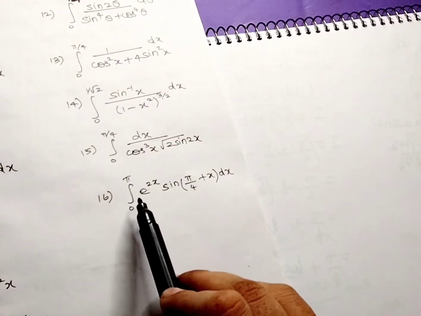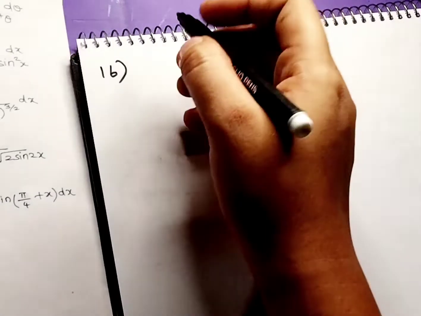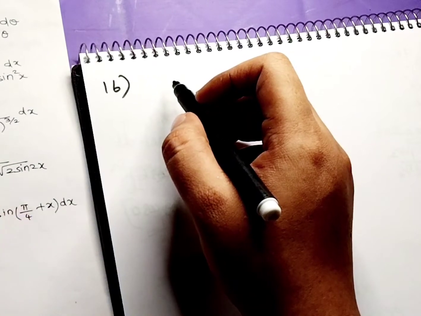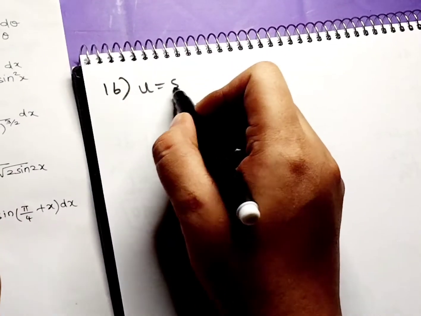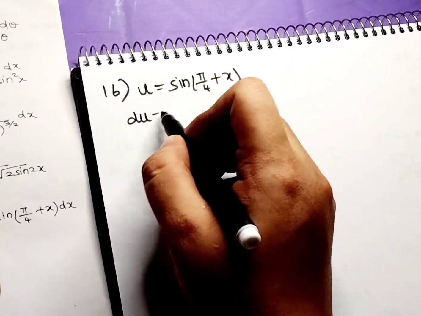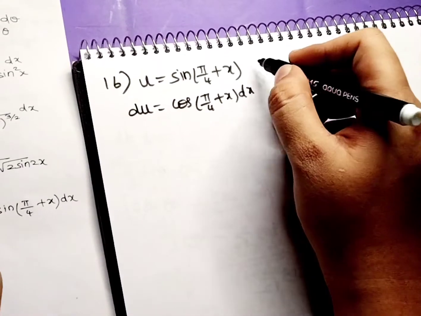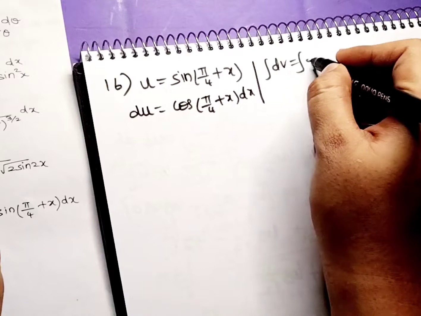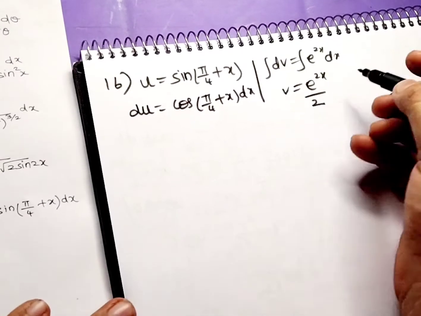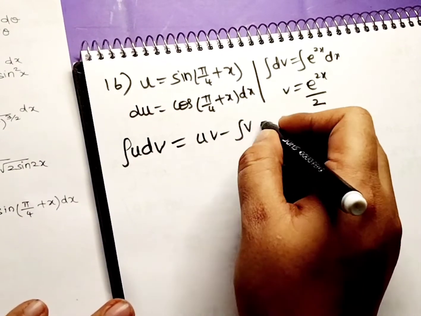16th question, integral 0 to pi e power 2x sine pi by 4 plus x dx. So let's do it by UDV method. Eilert property, trigonometric exponential. So taking sine of pi by 4 plus x as u, when we differentiate with respect to x, it is cos of pi by 4 plus x into dx. Same way, integral dv is integral e power 2x dx, that is v is equal to e power 2x by 2. Using the formula, integral u dv is uv minus integral v du.